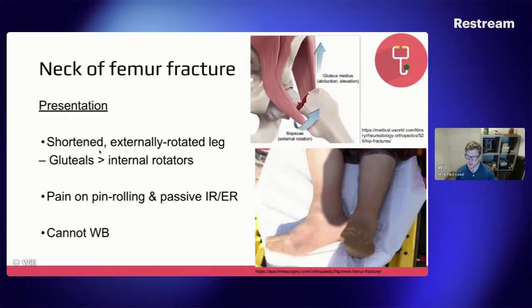Other clinical signs: pain on pin rolling a leg. So you roll the patient's leg and ask them to relax, and then rock that leg back and forth, which can help to elicit the pain, along with passive internal and external rotation. Obviously, internal and external rotation is going to cause pressure in this fractured area and is going to elicit pain. Very importantly as well, these patients cannot weight bear.